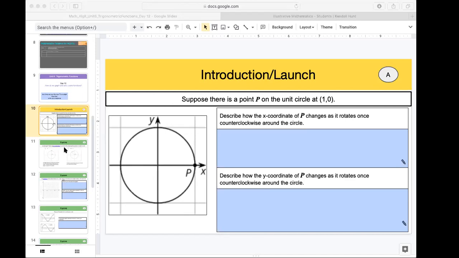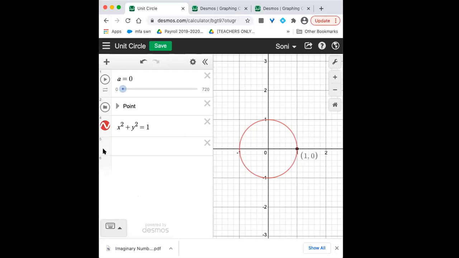You definitely want to invite them to share their descriptions and highlight anyone who gives responses that use actual values, such as 1, 0, -1. Now, this is sort of hard to visualize just when looking at a slide. So I think a really great support for this launch is to look at the unit circle on Desmos and have a slider to animate this. I'm just going to show you what this might look like.